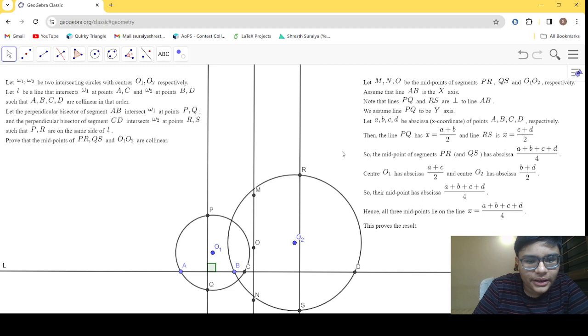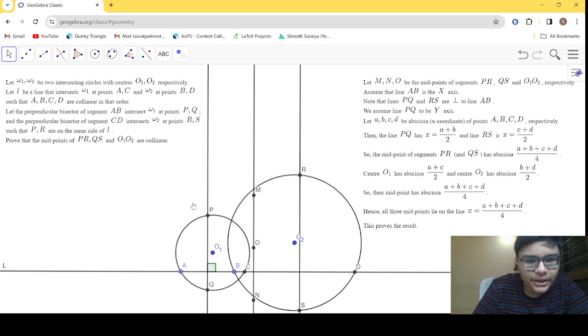Okay, so it means that the line PQ, which is the perpendicular bisector of AB, will have equation x equal to (a plus b) by 2, right? Because it is a perpendicular bisector. Similarly, the line RS will have its equation as x equal to (c plus d) by 2, right? So as you can see here, x equals (a plus b) by 2 and x equals (c plus d) by 2. Okay. This means that the abscissa of P and Q are both equal to (a plus b) by 2 and the abscissa of R and S are both equal to (c plus d) by 2.